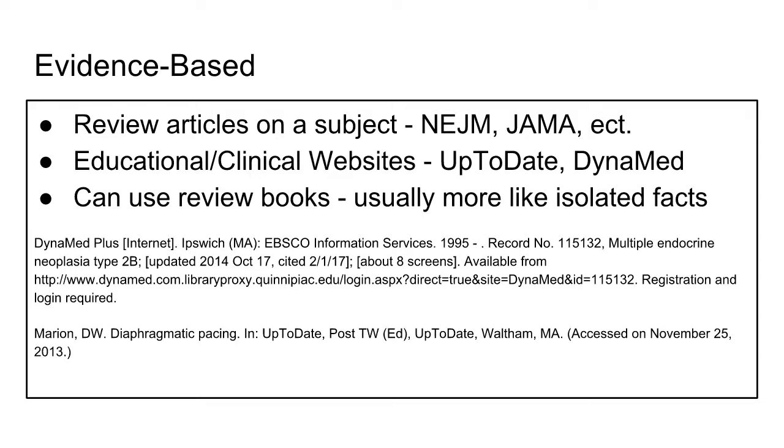So this is an example, the DynaMed, this is where I got the multiple endocrine neoplasia data. At the end of the article, they give you the source to cite, so it's super easy. You can copy and paste that into the site too. And then UpToDate tells you how to cite their sources as well. And this is an example of one that they give on their website.